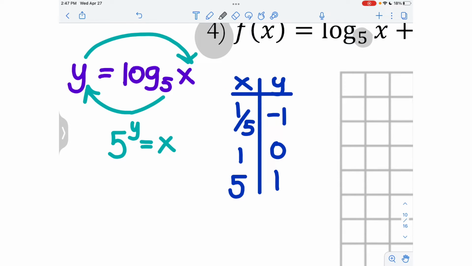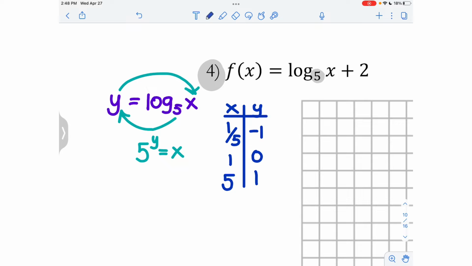What you really did was this. If y is -1, then I plug in here: 5 to the negative first is 1 over 5. That gives me the x. 5 to the 0 is 1, so my x was 1. And when y is 1, 5 to the first is 5, which gives me my x. So that's what we really did, but we kind of used a trick.